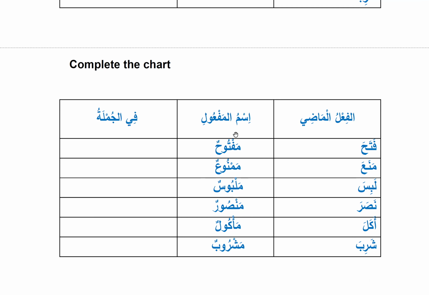So let's see, maftuh, we can say هذا الدكان مفتوح, this shop is open. And here let's say mamnu', ad-dukhulu mamnu' means the entry is prohibited. So something that is prohibited can be mamnu'. Labisa means to wear. Malbus means something that is worn. We can say al-qamisul malbus jamilun, the shirt that is worn is beautiful.